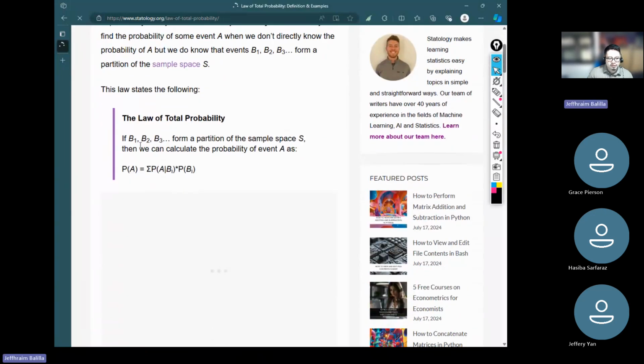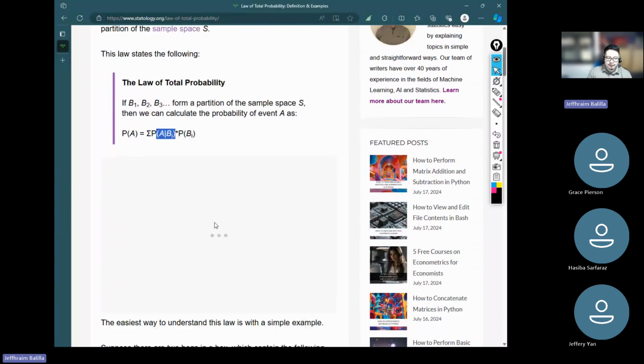This is how we define it normally. If B1, B2, B3 are a partition of the sample space, meaning there's a partition on the universal event space, then we can compute the probability of event A such as this. So by looking into individual parts, we can actually compute the marginal probabilities of either A or B.